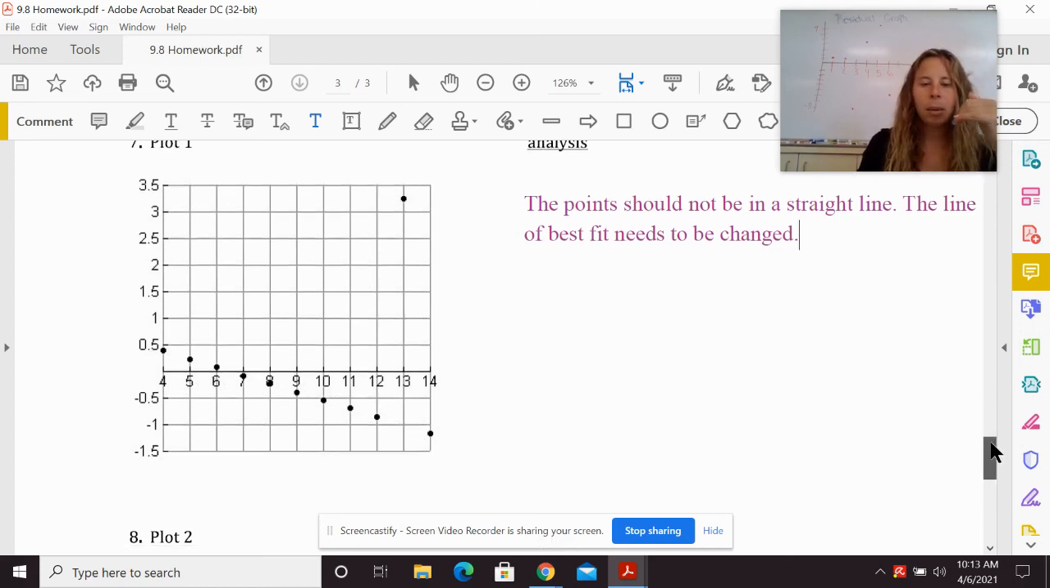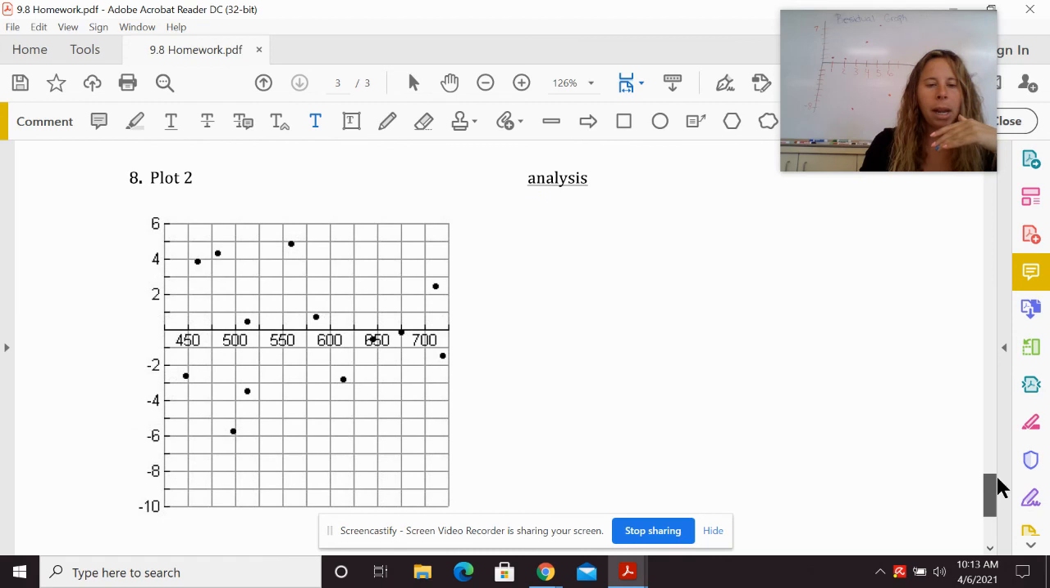If you look at the next one, number 8, this is more what a residual plot should look like. You have about the same number of points below the line as above the line. They're a good distance away. So this one was better. Whoever drew this line of best fit did a better job.